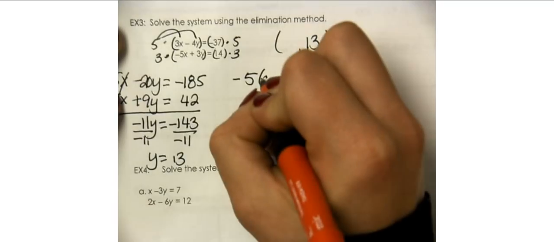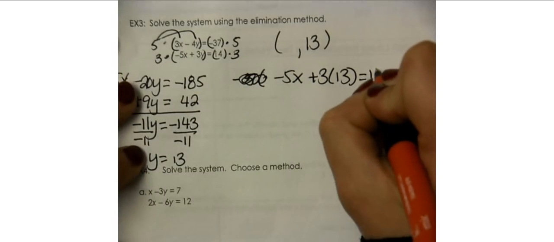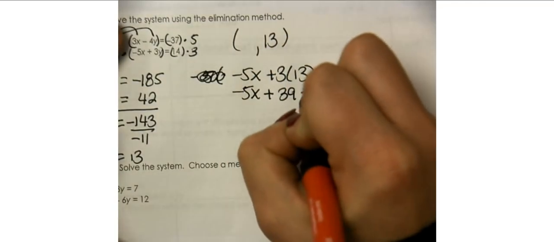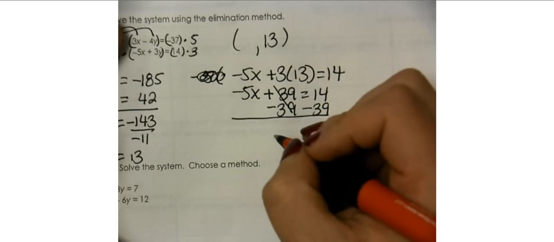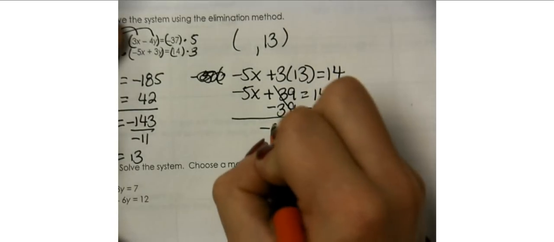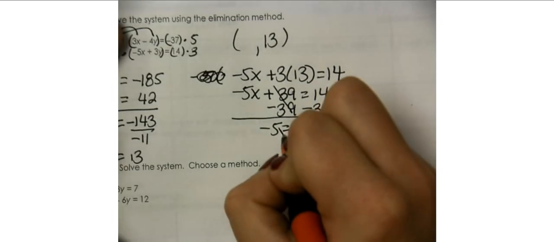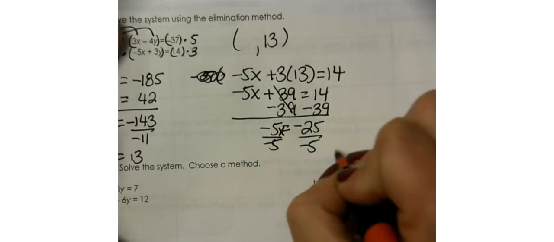Negative 5 times x plus 3 times 13, that's going to be equal to 14. So I'm going to solve for x, and I'm going to write negative 5x plus 39 is equal to 14. I'm going to subtract 39 on both sides, and when I do that, I end up with negative 5x is equal to negative 25. And I'm going to divide both sides by negative 5, and I find that x is equal to 5.